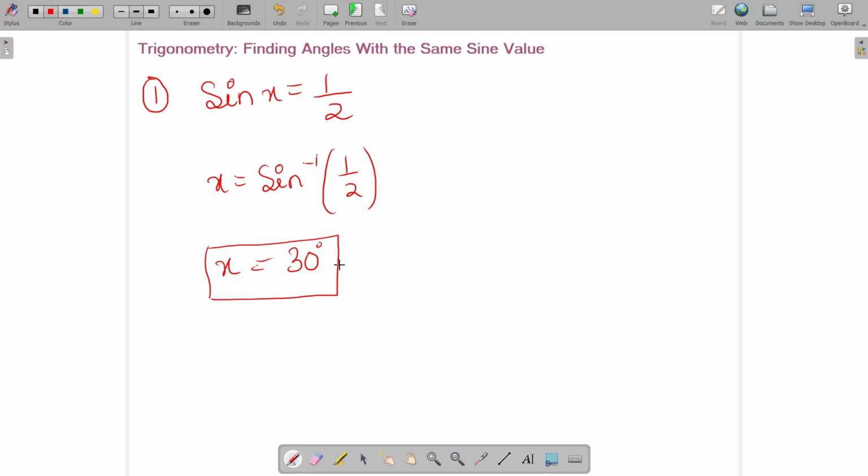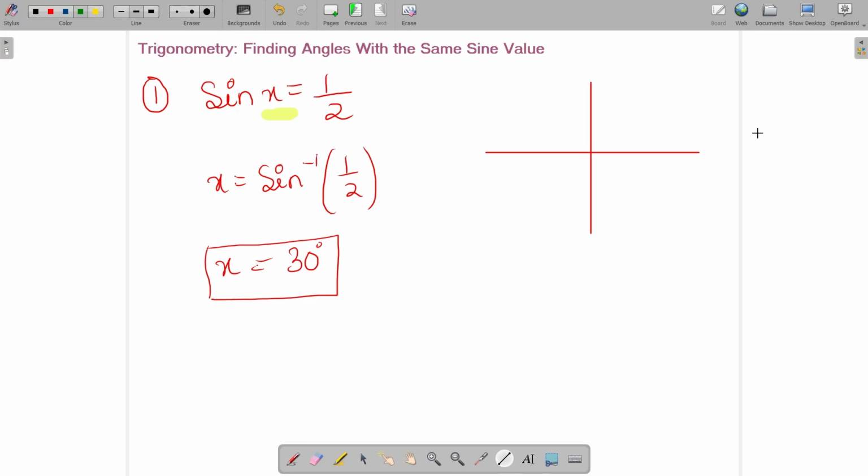That's not the final answer. Do understand that for sine, for cos, or for tan, there are two angles which give you the same value. So that means there is one more value of x for which when I apply sine x of it, it gives me 1 by 2. How are we going to find the other value? It's related to the previous topic that we covered. So we'll just quickly draw a small diagram.